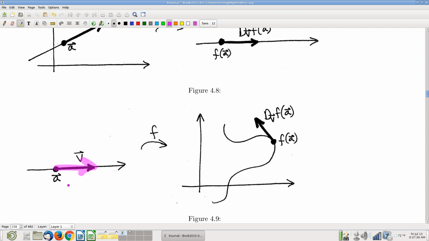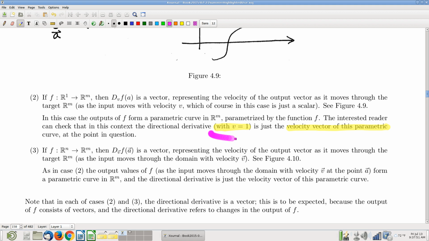So that vector's got to be 1 so that we can interpret the directional derivative as being velocity, or rate of change of position per unit time. Okay, so that's something that's easy to check, and you can write down the algebra. In other words, if you want to take that function and write down the derivative of that parametric curve when v is equal to 1, write it all down. Note, it is exactly the same formula as the directional derivative.